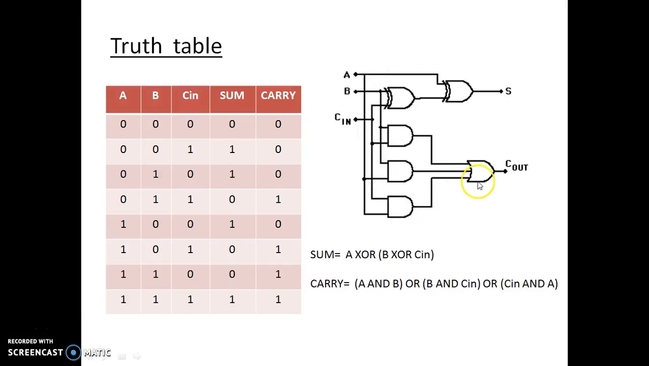And instead of using two OR gates, we have used one OR gate having three inputs. So outputs of the three AND gates, if we give as an input to OR gate, we get carry as an output.